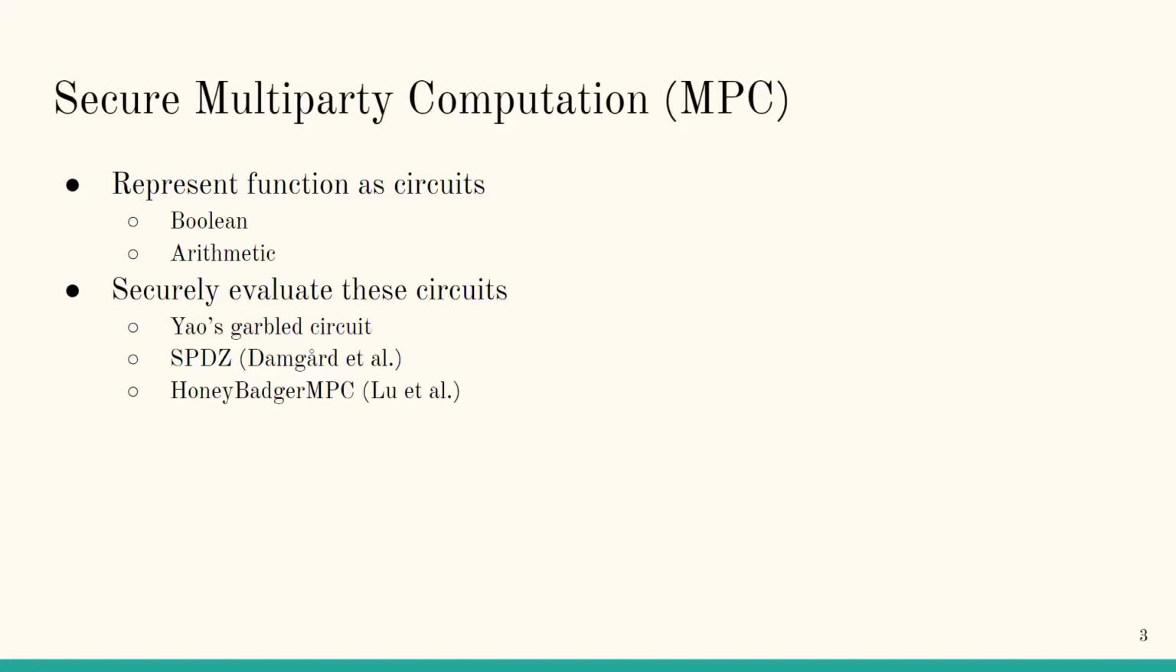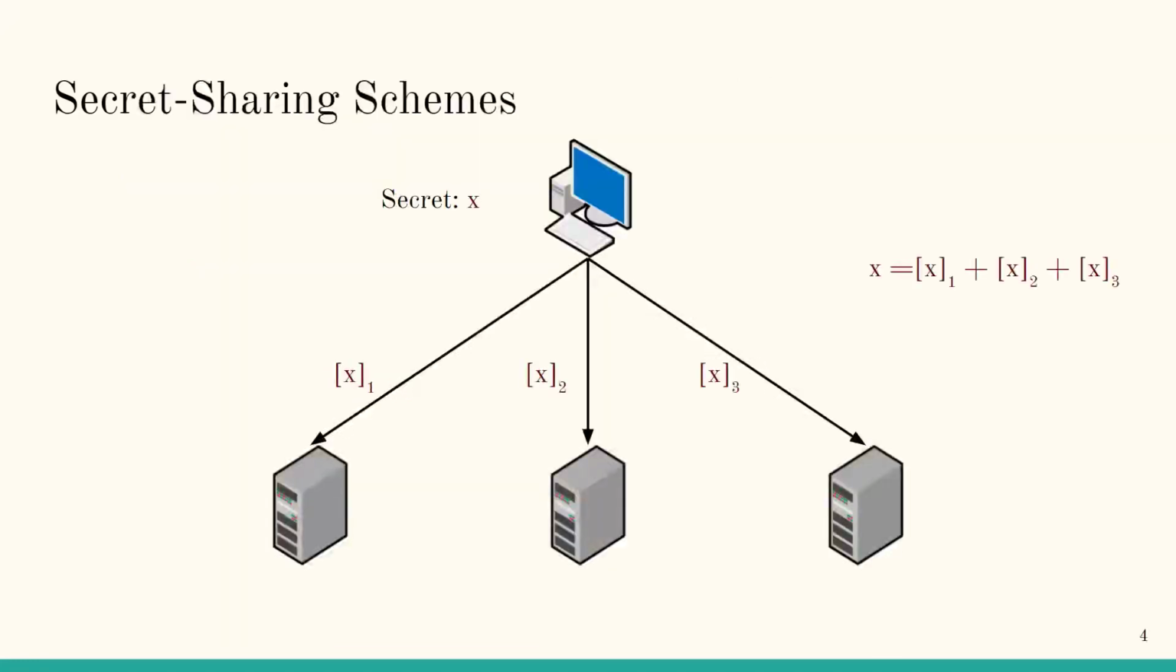There are many different MPC protocols and frameworks, such as Yao's garbled circuit, SPDZ by Damgård et al., and HoneyBadgerMPC by Lu et al. One way this is done is through the use of secret sharing schemes. In a secret sharing scheme, a party with a secret x can generate several secret shares of x, typically represented with square brackets, and subscript when representing two specific shares. Then distribute these secret shares to various parties, such that when the parties come together, they can collaboratively use their shares to reconstruct the original secret, but learn no additional information on the original secret otherwise.